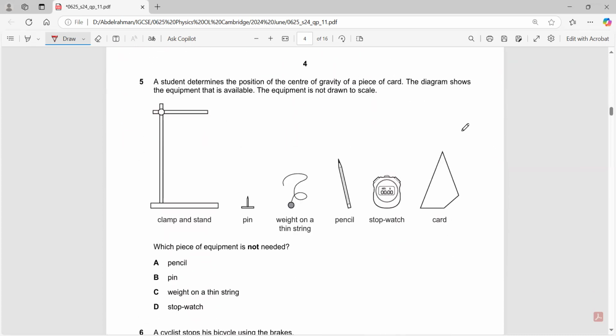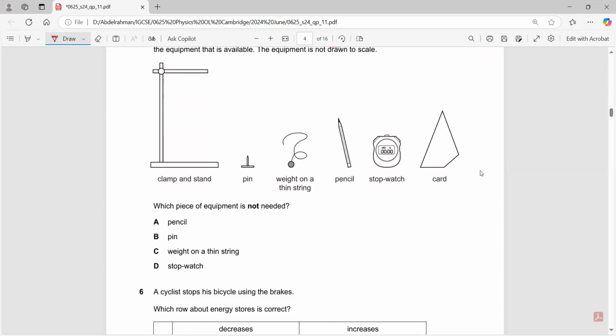Question 5. A student determines the position of the center of gravity of a piece of card. The diagram shows the equipment that is available. Which piece of equipment is not needed if we want to find the center of gravity? We do not need a stopwatch. Definitely, we do not need a stopwatch, yes.